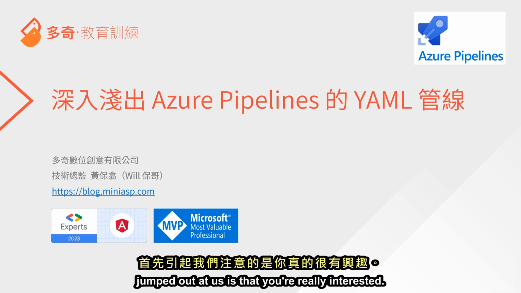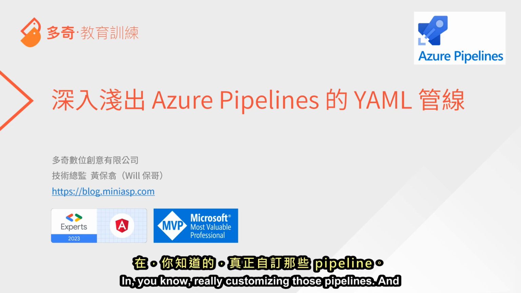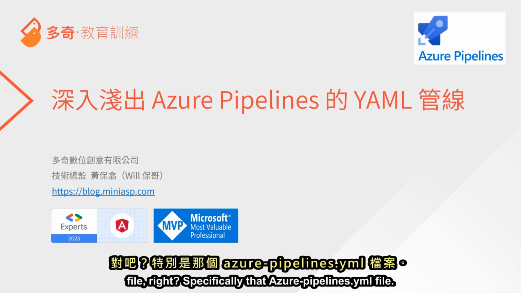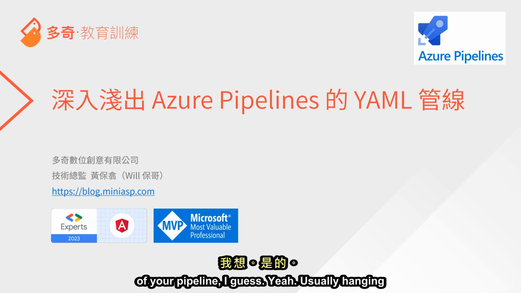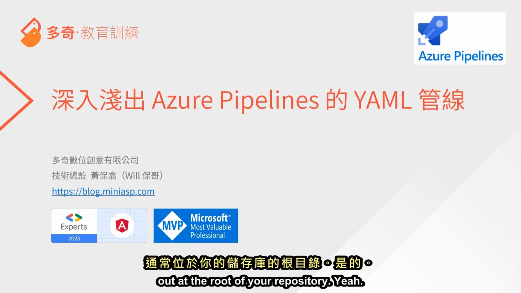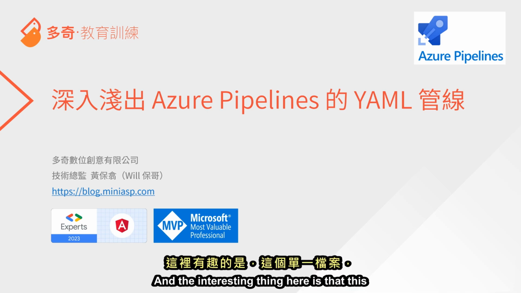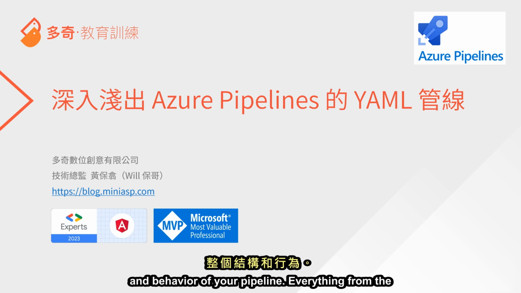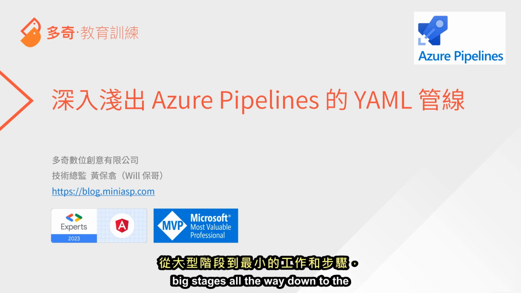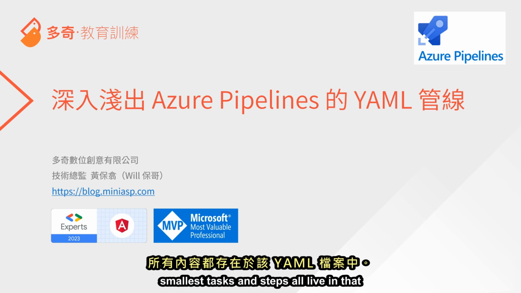First thing that jumped out at us is that you're really interested in customizing those pipelines. And it turns out it all starts with a YAML file, right? Specifically that azure-pipelines.yml file. Kind of like the blueprint, the DNA of your pipeline. Usually hanging out at the root of your repository. The interesting thing here is that this single file defines the whole structure and behavior of your pipeline. Everything, from the big stages all the way down to the smallest tasks and steps, lives in that YAML file.